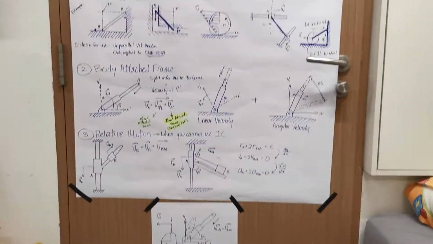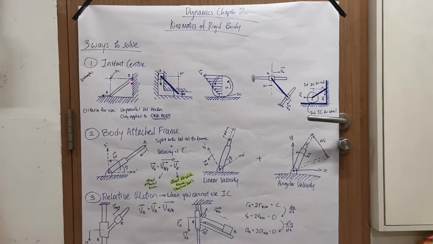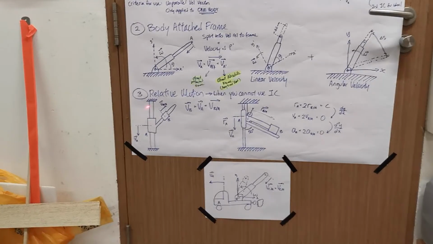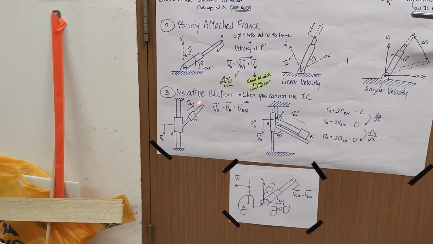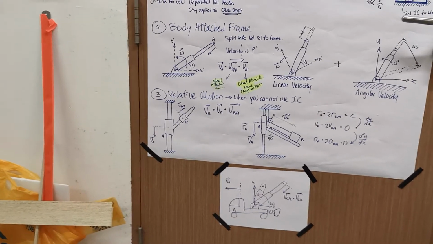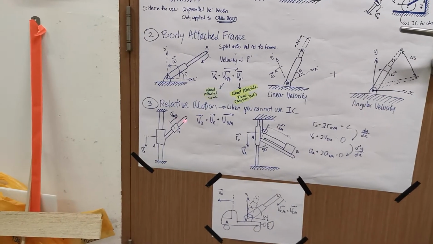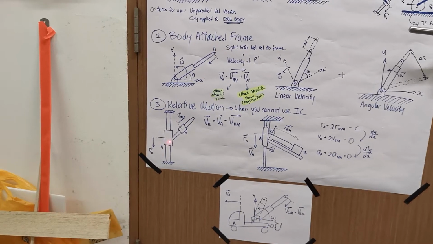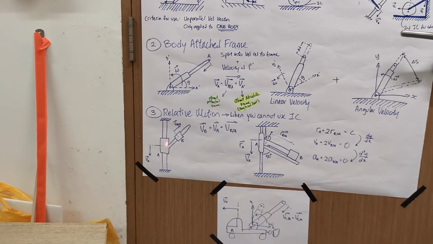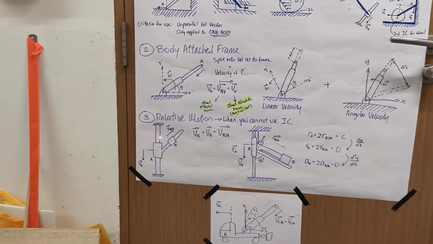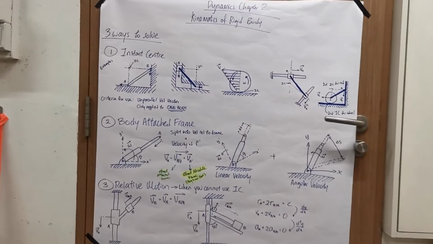Okay? So honestly, chapter 2 is quite simple. You just need to know when to use instant center and when to use body attached frame. For example, why can't we use instant center for this one, where the velocity is unparallel? The reason is that it has to be applied to one body. Over here, you see this collar is one body, and this A is another body. So you cannot use instant center. Instant center does not apply here. You must use relative motion. That is why I did not use instant center in this example and this example as well. So that's all for the summary of chapter 2.